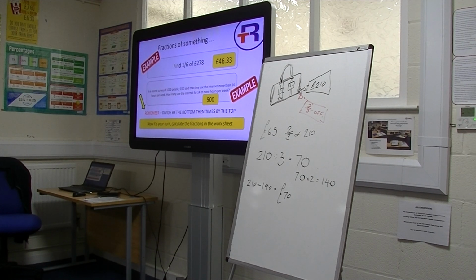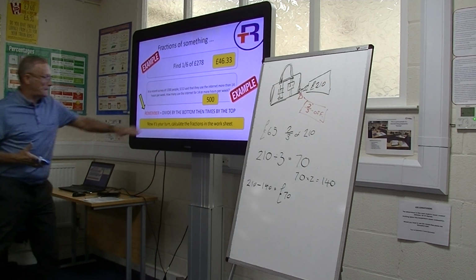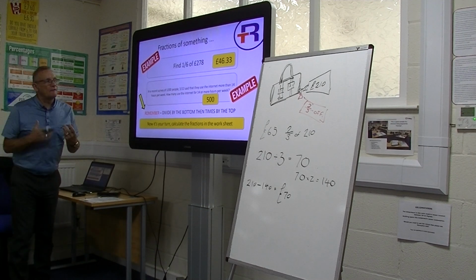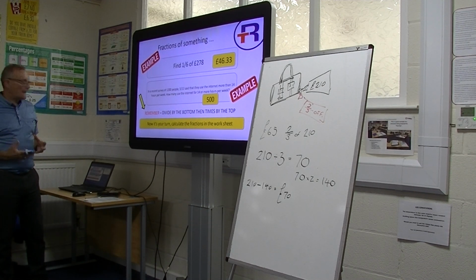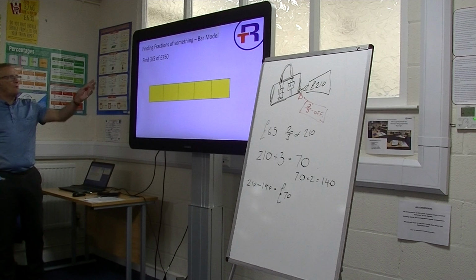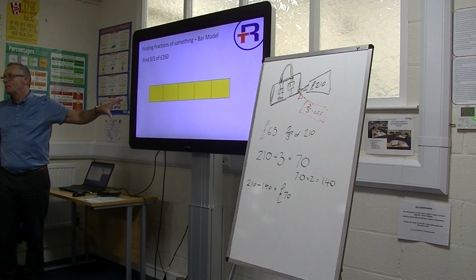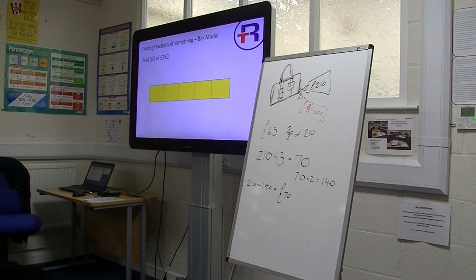So if you can just remember that little mantra, divide by the bottom, then times by the top. And that doesn't work for everybody, of course. I think it's a fairly simple mantra to remember, to find a fraction of something. You could do it by using the bar model, okay? Find 3/5 of £350, for example.